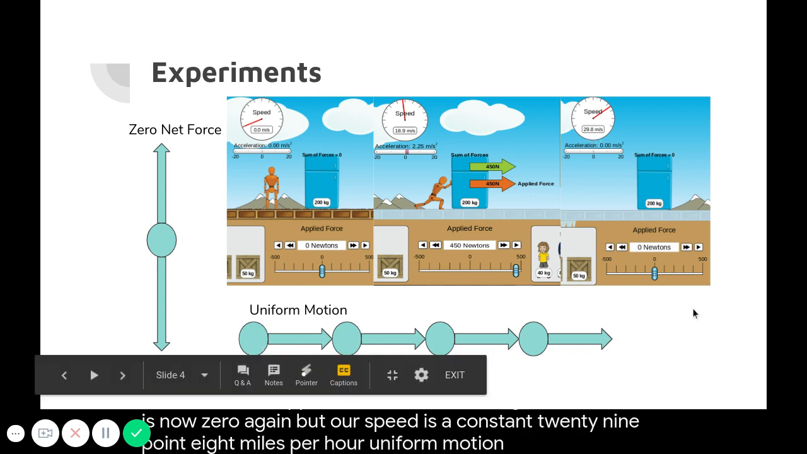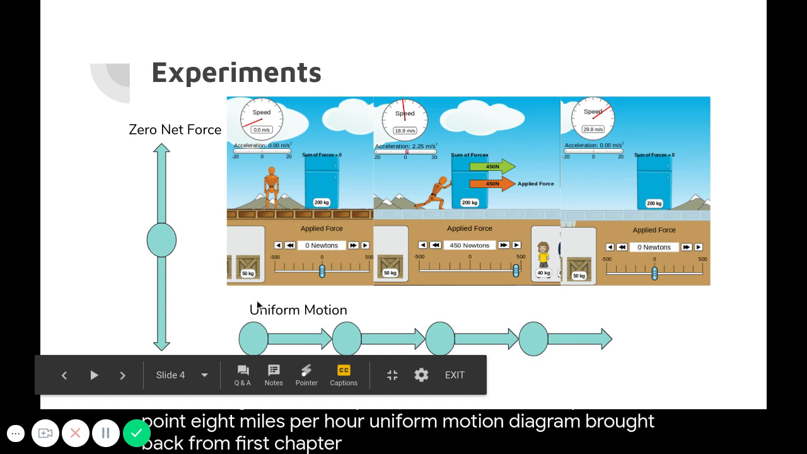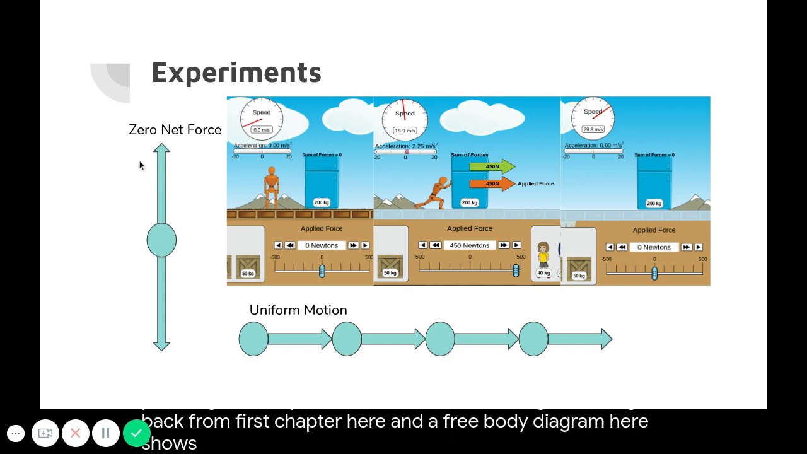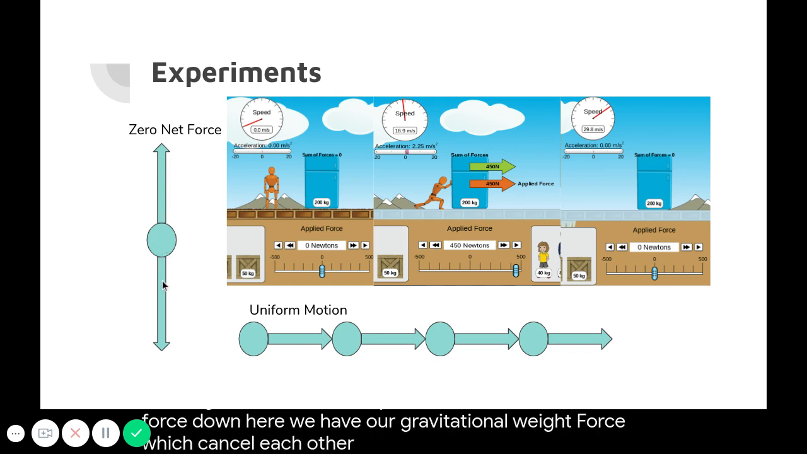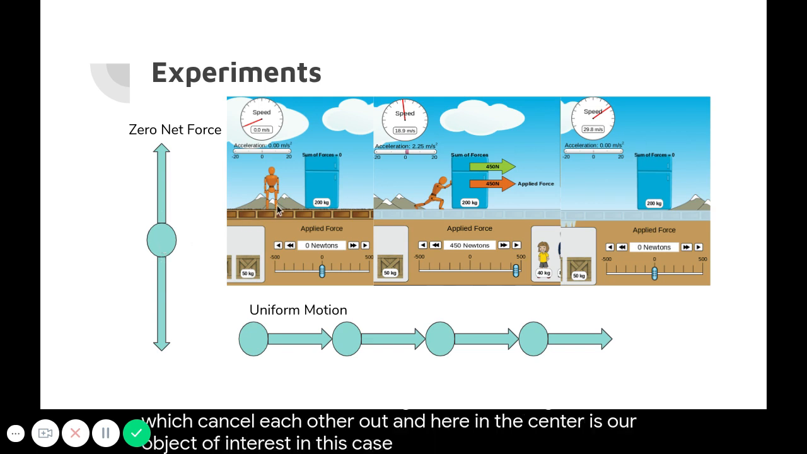Uniform motion diagram brought back from the first chapter here, and a free body diagram here showing a zero net force. On top we have our normal reaction force. Down here we have our gravitational weight force, which cancel each other out. And here in the center is our object of interest, in this case a fridge.